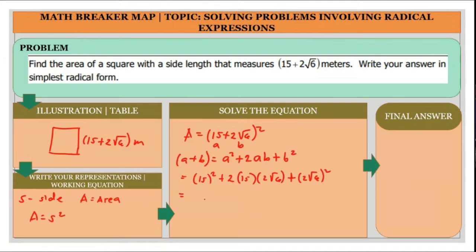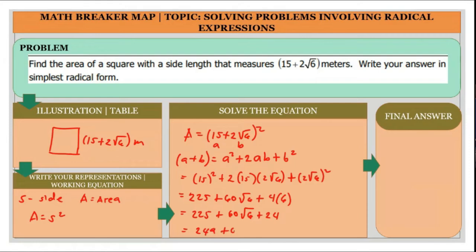So 15 squared is equal to 225, plus 2 times 15 times 2 is equal to 60 square root of 6, plus 2 squared is 4. Square root of 6 squared will now become 6. Simplifying further, you will be leading to 225 plus 60 square root of 6 plus 24. 225 plus 24 is 249.